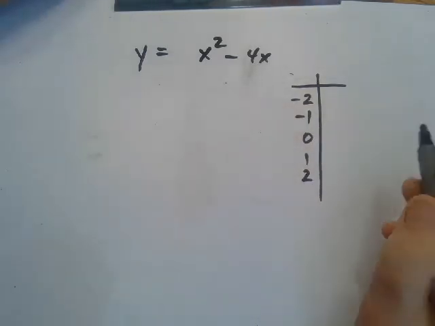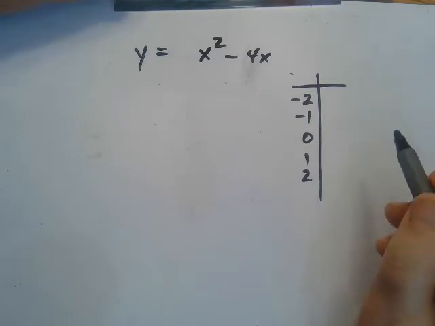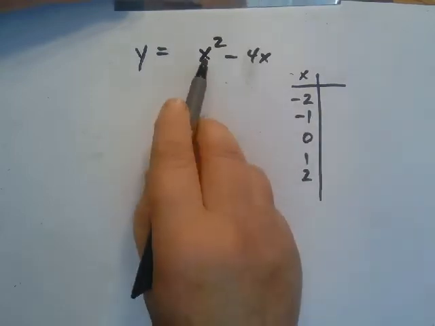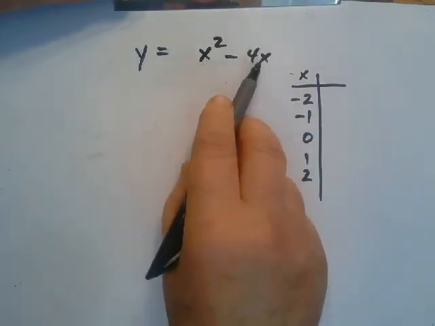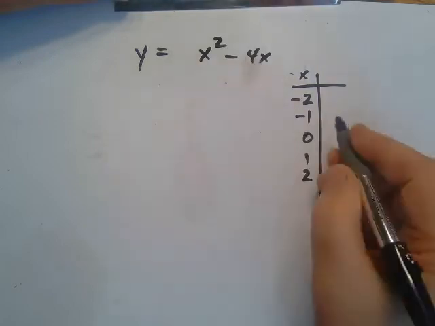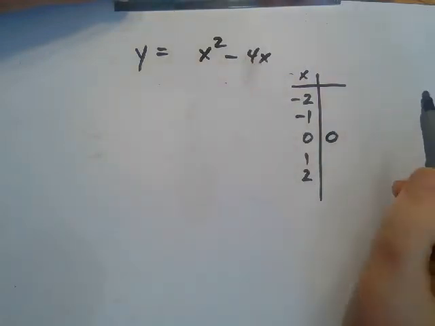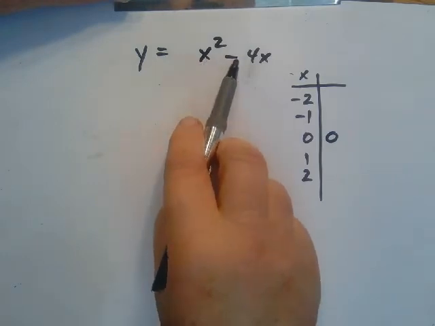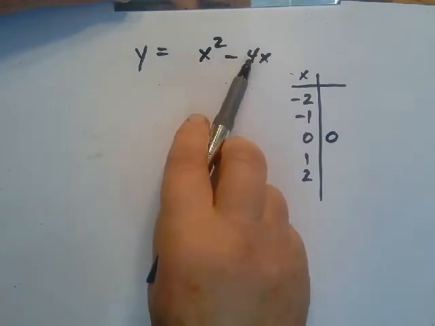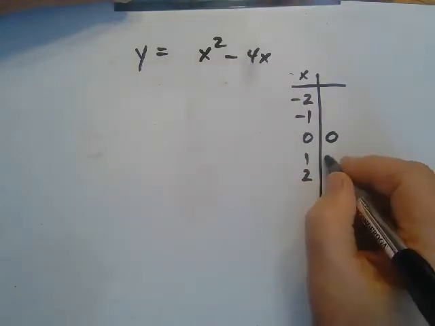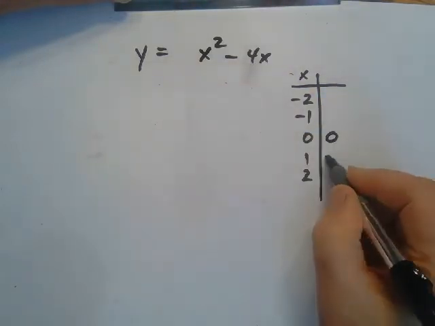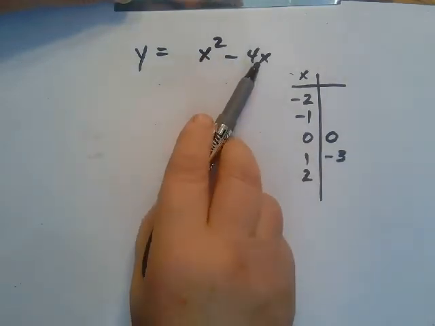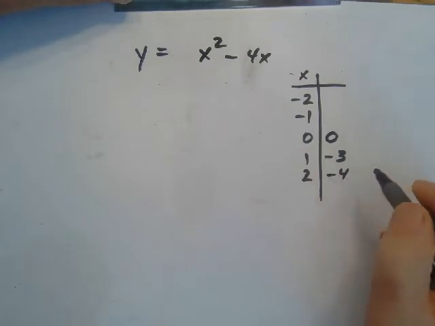Not that I have any idea if these are going to be very good or not, but we're going to check it out. If x is 0, well, 0 squared is 0. 0 minus 4 times 0 is 0. That's still 0. And x is 1. 1 squared is 1. 1 minus 4 is a negative 3. And 2 squared is 4. 4 minus 8 would be a negative 4.